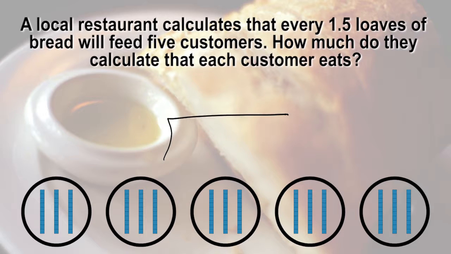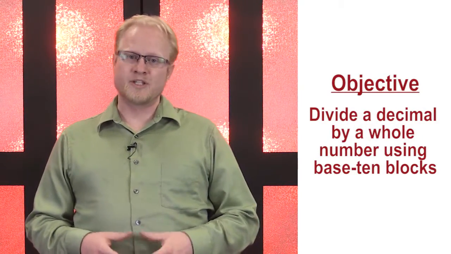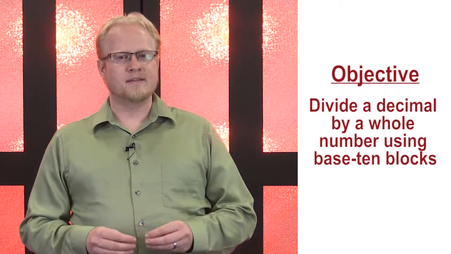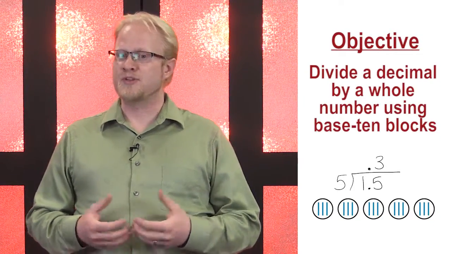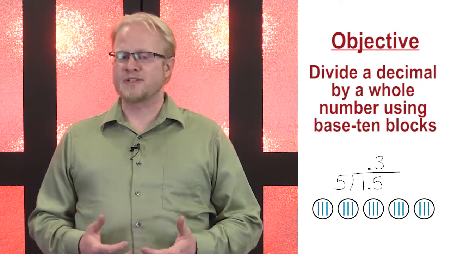Numerically, we represent the problem as 1 5/10 divided by 5, which equals 3/10. Each customer eats 3/10 of a loaf of bread. The objective for this lesson was to divide decimals by a whole number using base 10 blocks. We met this objective by representing each problem using base 10 blocks, then partitioning the blocks into the number of whole groups stated in the problem.